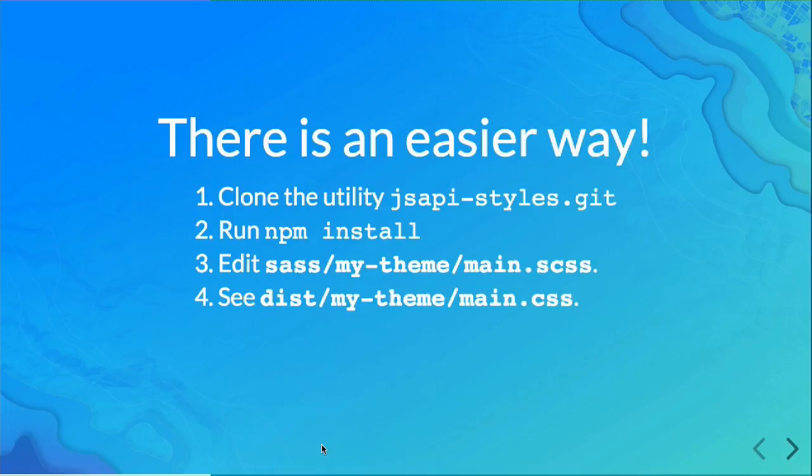What this looks like when we talk about the specifics is you're going to go to the JS API styles Git repo. I'll show you the URL to that in just a second. You'll run npm install, and then you'll look for the main.css SCSS file, edit that, and then use the distributed CSS file. The other thing is when you're using that theme file, I don't think we covered this last year, but when you use that theme file, you don't have to include the core theme CSS file. The theme file that's rendered by the utility includes all the styles you need.